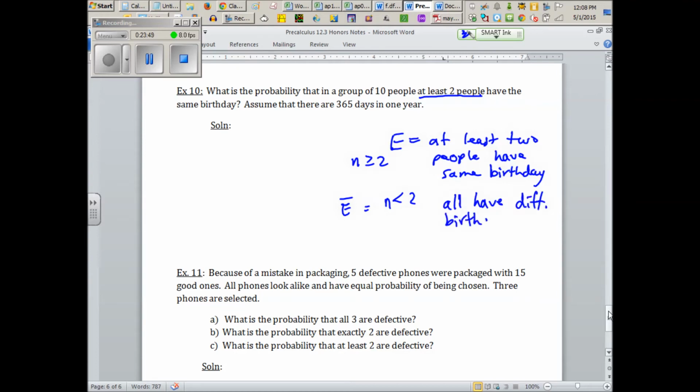So I'll let you wrestle with that idea later. But the exact opposite of the sentence, at least 2 of you have the same birthday, is everyone has a different birthday. And that probability is very easy to find. So my goal is to find probability of E by doing 1 minus the probability of its complement.